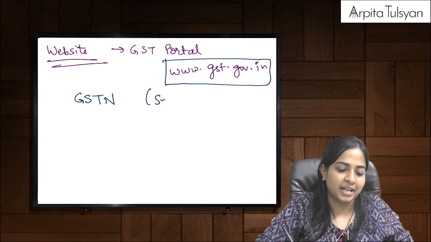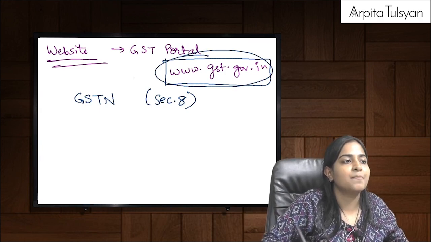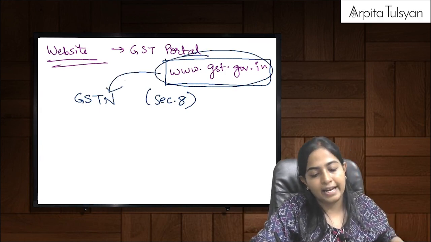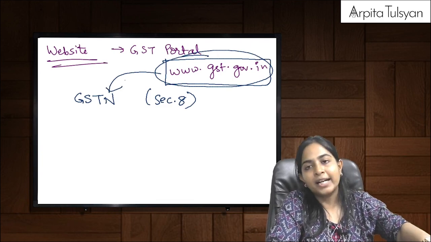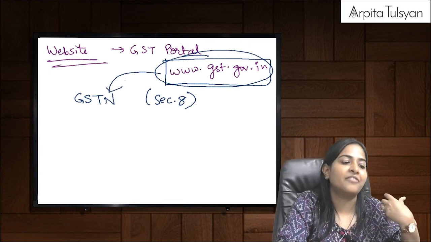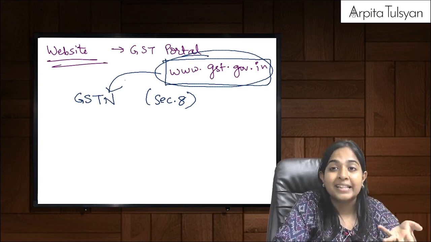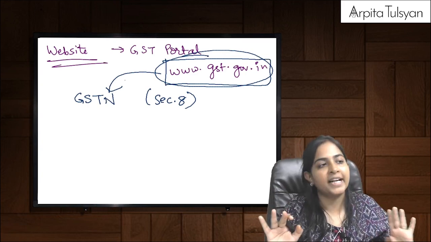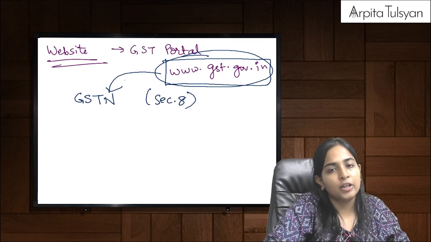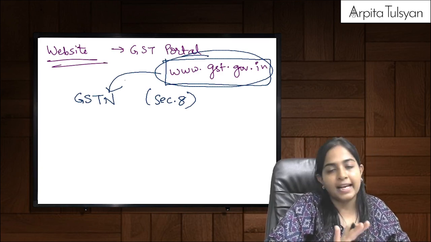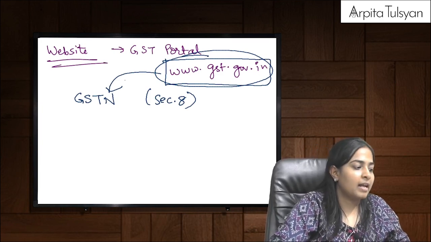This website is managed by a company called GSTN, Goods and Service Tax Network. This is a Section 8 company, which means a non-profit company. It has been set up by the central government so that if I am a taxpayer and I want to know anything about GST, file returns, or pay taxes, there is a one-stop website, gst.gov.in. Are you clear with this?